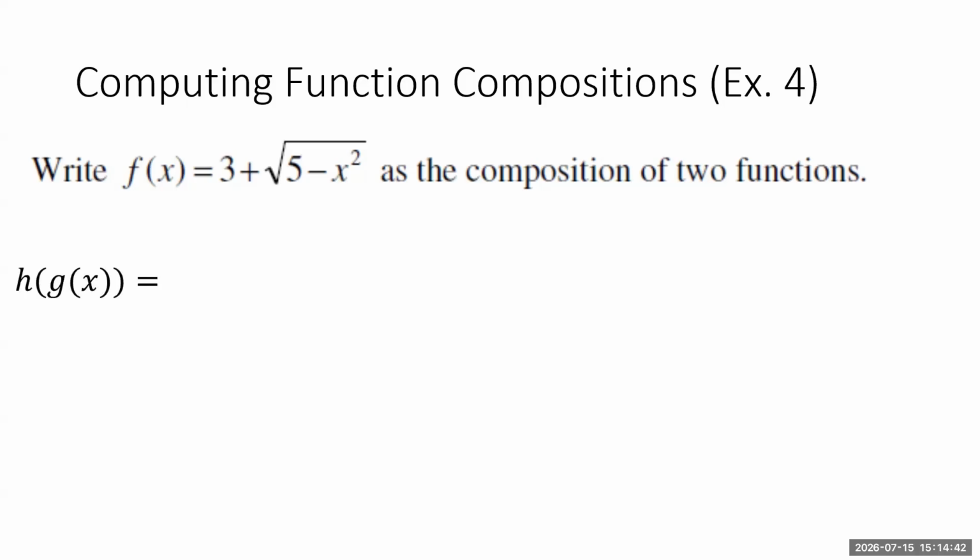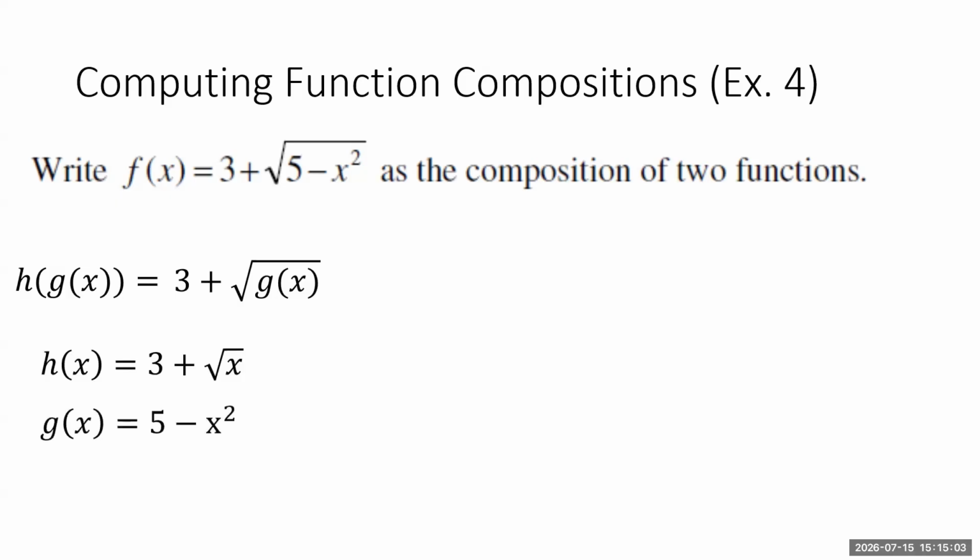First, we will consider the composition to be expressed as h of g of x, just to make sure that our terms don't get confused. We could think of this as 3 plus the square root of g of x. Thus, we have that h of x is 3 plus the square root of x, and g of x is 5 minus x squared. We'll place a box around this to signify that it is a correct solution while not being the only one.